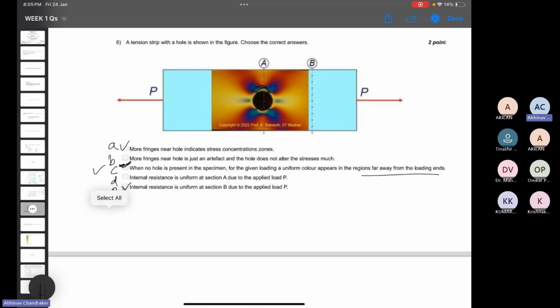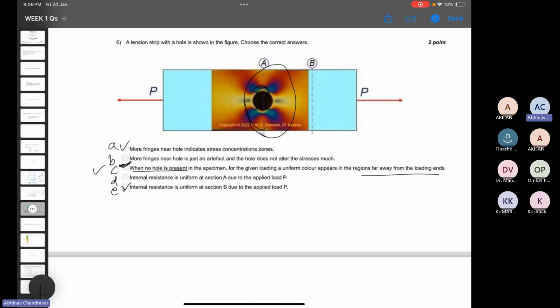If we look at C, which talks about when no hole is present in the specimen, that means you have a uniform bar, and you are applying a uniaxial load. So in the x direction you are loading it. Here you expect that the stresses will be the same all through the material, since there is no region where stress concentration should happen. So you expect that the color will also not change since the stress values are not changing. Even far away from the loading end, in the A region, you will have a uniform color. That is what is being told in option C. So that's why C will be correct.